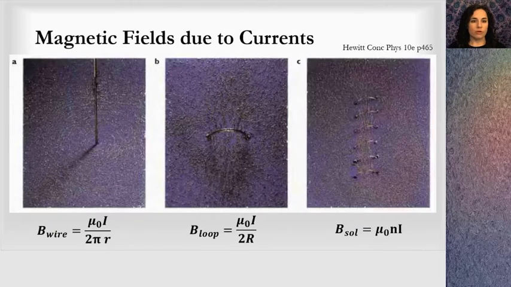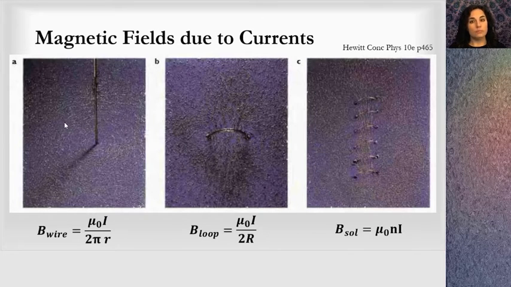I picked out from the Hewitt Conceptual Physics text, I use the 10th edition here, the iron filings around a wire carrying a current. And these are the three different geometries. So that's what you're seeing here, these shiny silver things against this blue purplish background. Those are iron filings. And what we know is iron is ferromagnetic. It will align in a magnetic field. And you can see that it creates the shape of the magnetic field.